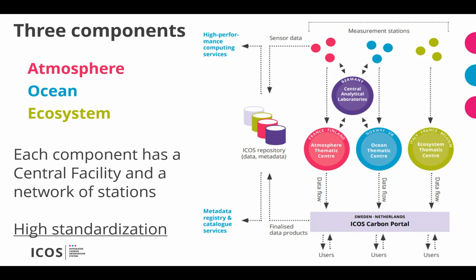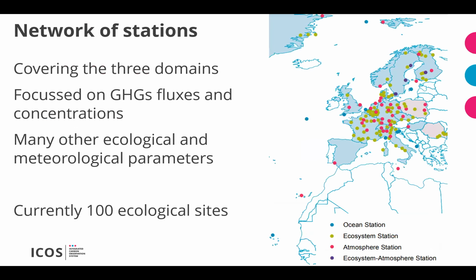The ecosystem thematic center is coordinated in Italy by me, but there are offices in France and Belgium. Again, everything in ICOS is highly standardized, or we try to be as standardized as possible. So the network is quite large. This map is not really updated, and of course, the boats and ships that travel and take measurements in the ocean through mobile stations are missing. However, you can see the light green and yellow dots are the ecosystem stations.